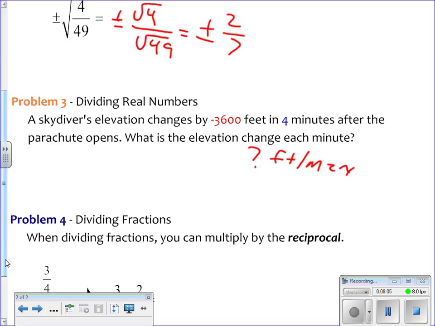Well, my ratio is feet per minute, so I said the number of feet divided by the number of minutes. And then you simplify. So my answer is going to be negative because he's going down. He's falling. I hope he's got a chute. 3,600 divided by 4. Well, I can ignore the double zeros at this point. 36 divided by 4 is 9. So he's going down at 900 feet per minute. Okay. Any questions?